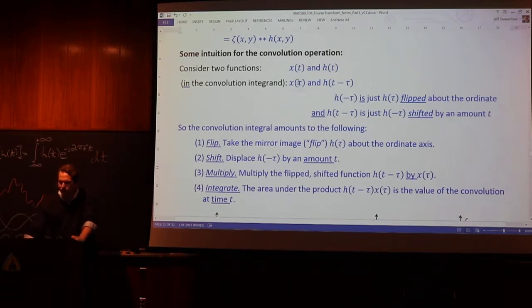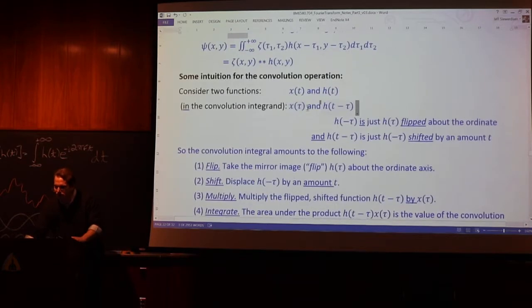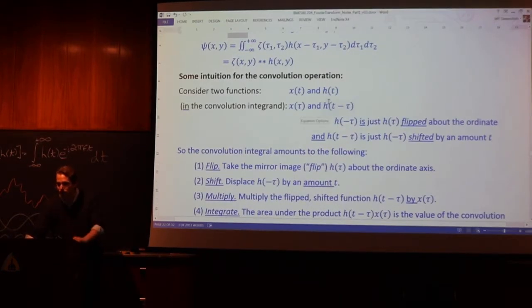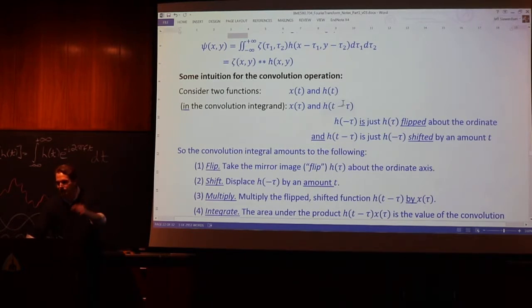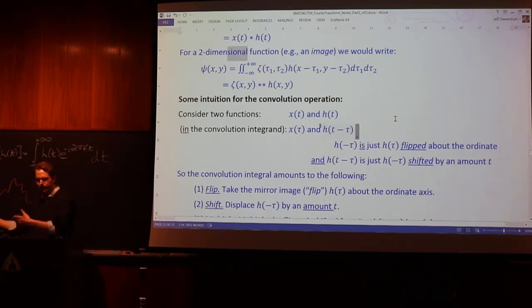All right, so let's say we've got two functions that we want to convolve, x and h, right? This might be the input to a linear system, and this might be the impulse response function. We saw the convolution integral. It's right here, okay? There's two terms, x of tau, in some arbitrary time domain tau, and h of t minus tau. H of minus tau, right, this little part here, is just h of tau flipped around the y-axis. All right, the ordinate is the y-axis. So all you do is you take that h of t and you flip it.